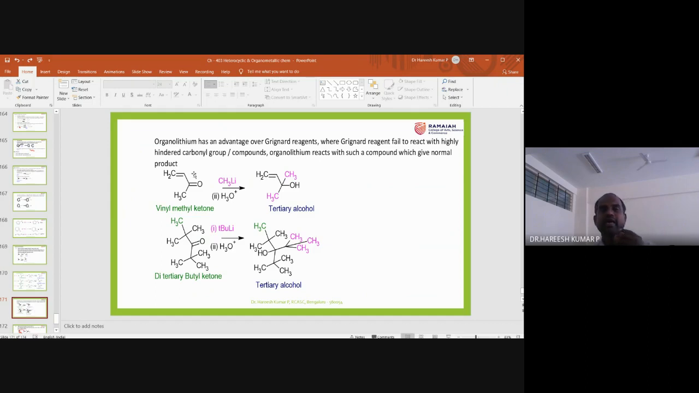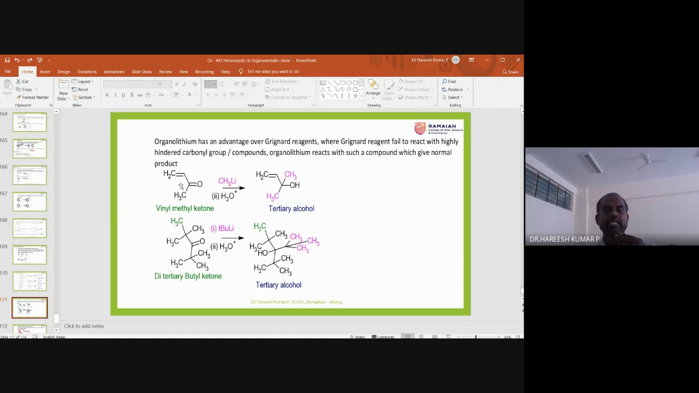So look here. Here I am taking an alpha beta unsaturated ketone. This group is called the vinyl group and this group is called the methyl group. So it is vinyl methyl ketone, which is a trivial or common name, but not the IUPAC name. So what is the IUPAC name? You have to number it, and it is a butene, more particularly 1-buten-2-one, sorry, butenone is the IUPAC nomenclature.